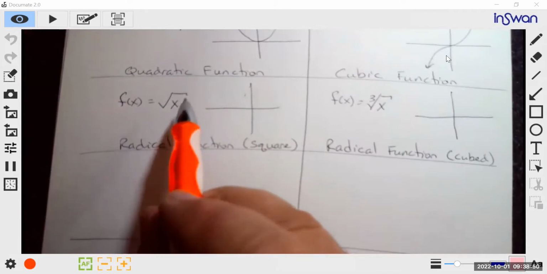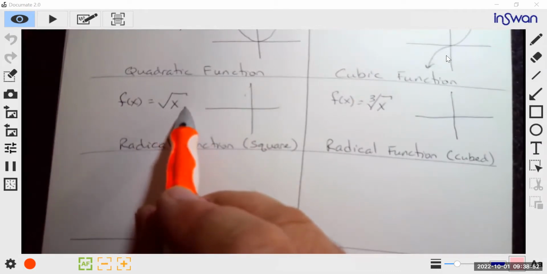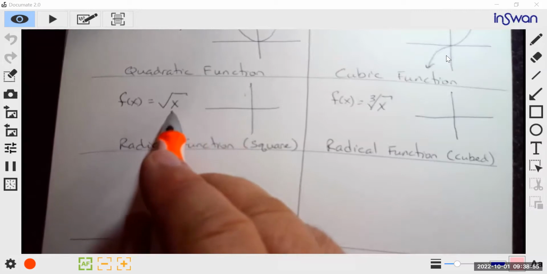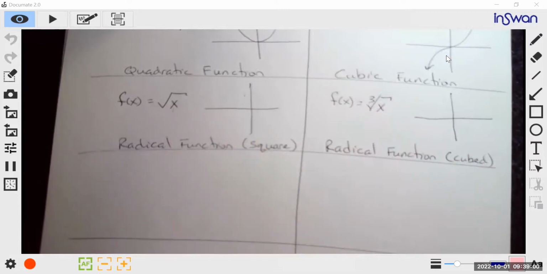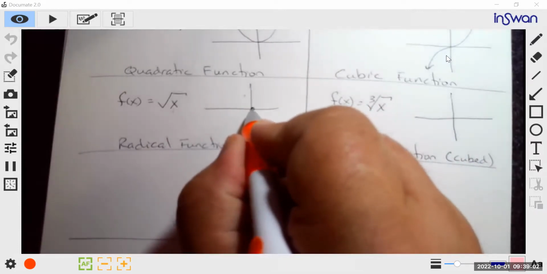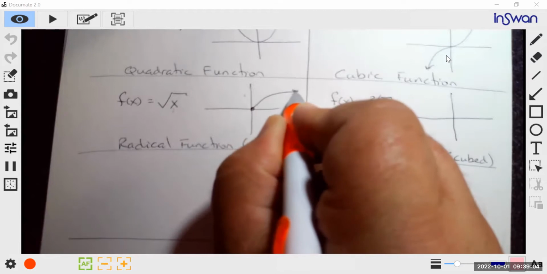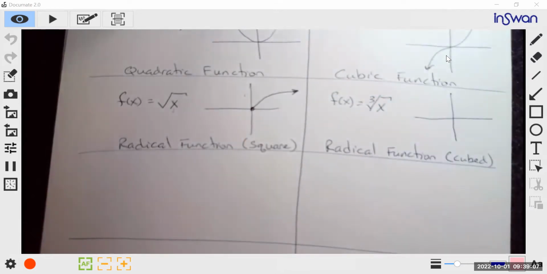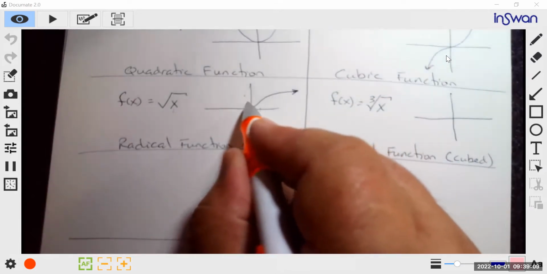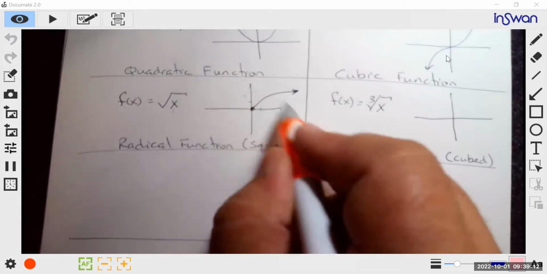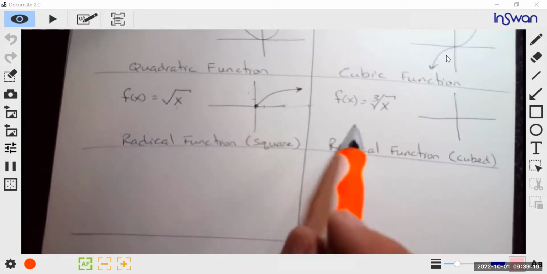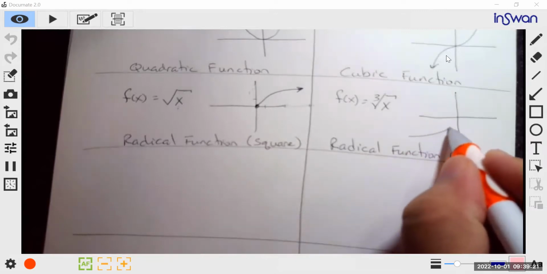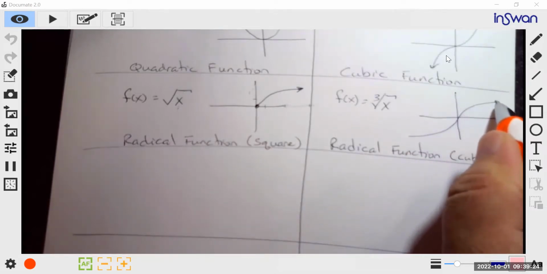What's the rule? What can you not have inside a square root? You cannot have a negative. Can you have a zero? Square root of zero is zero. It just can't be negative. So what this graph looks like is like this. It starts at 0. When x is 1, y is 1. When x is 4, y is 2. When x is 9, y is 3. The main difference between the square and the cube root is just that it can be negative inside the cube root function.